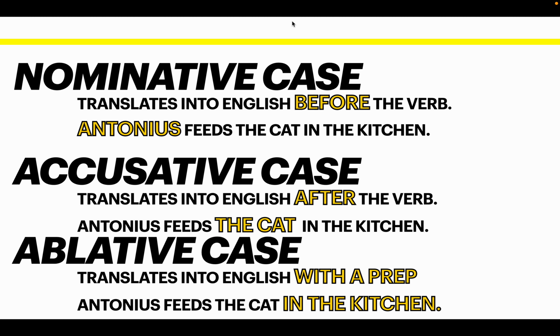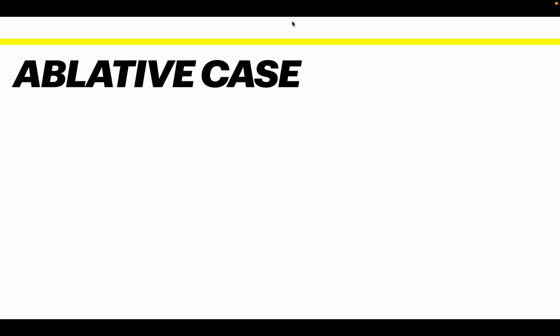The accusative case translates in English after the verb. For example, Antonius feeds the cat in the kitchen. The cat would be accusative, coming after the verb. It's having the action of being fed done to it. Now the ablative case. We're going to translate the ablative case into English with a preposition. For example, Antonius feeds the cat in the kitchen. In indicates to me that this needs to be put into our new case called the ablative case.